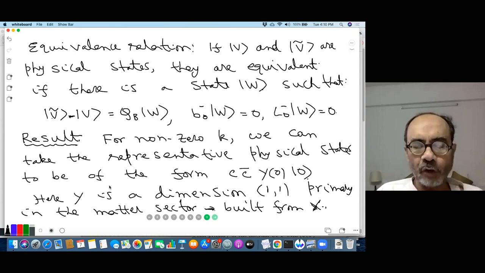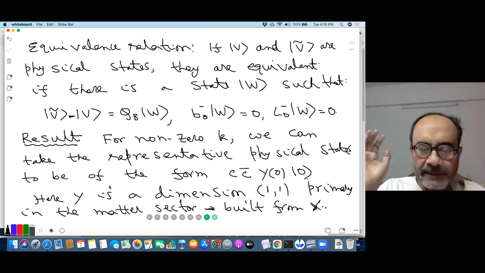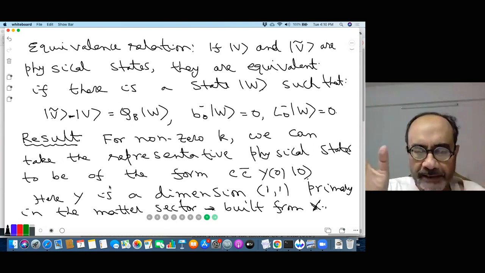So in short, one says that the physical states of the string theory are in one-to-one correspondence with the BRST cohomology classes. And a BRST cohomology class is precisely this, that is the set of QB invariant states up to equivalence. That if two states differ by QB on something, then they are declared to be equivalent.